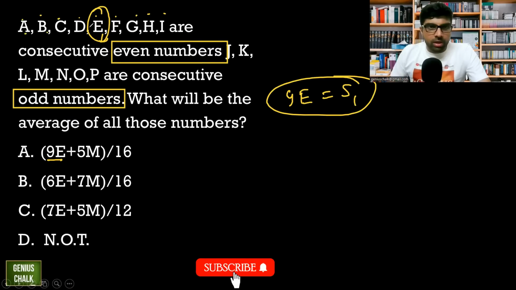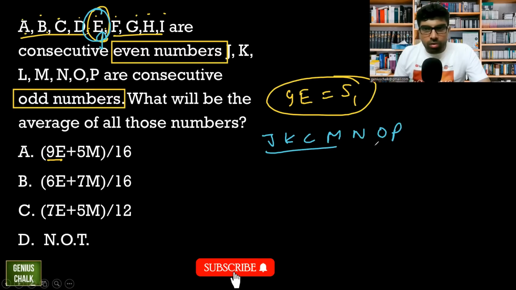You see A, B, C, D, E, F, G, H, I. There are 4 numbers here and 4 numbers here. The middle fifth alphabet must be my average. So E is the average and there are 9 numbers. So the sum is 9E. Now J, K, L, M, N, O, P. How many are there? 4, 3, 7. So the fourth observation is the average. So M is the average. So I can write, and these are 7 numbers.